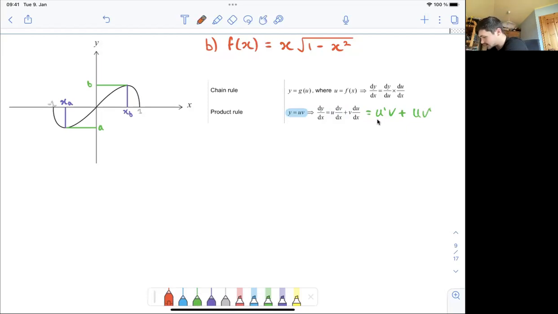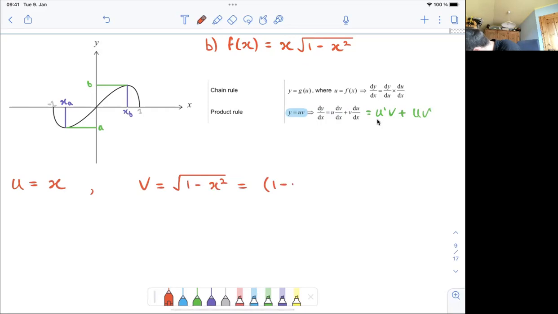All right, so let's apply these rules. Let's say u is equal to just x, and we'll say v is the square root of 1 minus x squared. Now v is in surd form here, so I'm going to rewrite this in exponent form, which makes it easier to differentiate. That is going to be (1 minus x squared) to the power of a half.